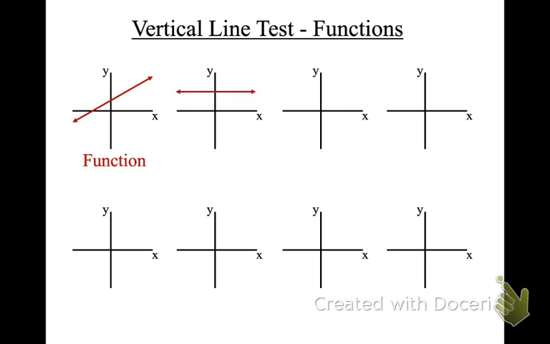Okay, let's look at the next one. I'm going to run my vertical line test. Does it pass through the red line at 2 times at the same moment? It doesn't, so we're going to call it a function. I'm not sure what happened to my line there. There it is. All right, let's look at the next graph.